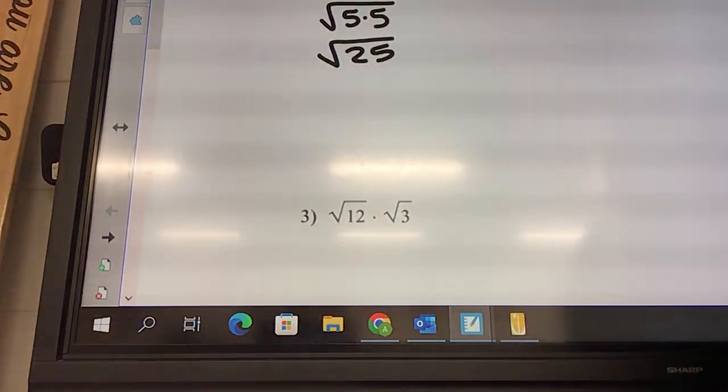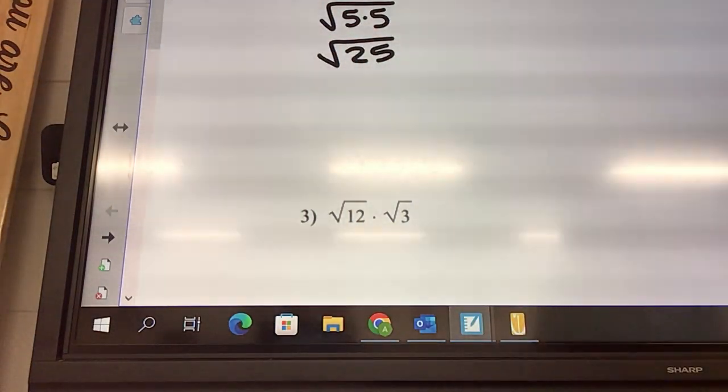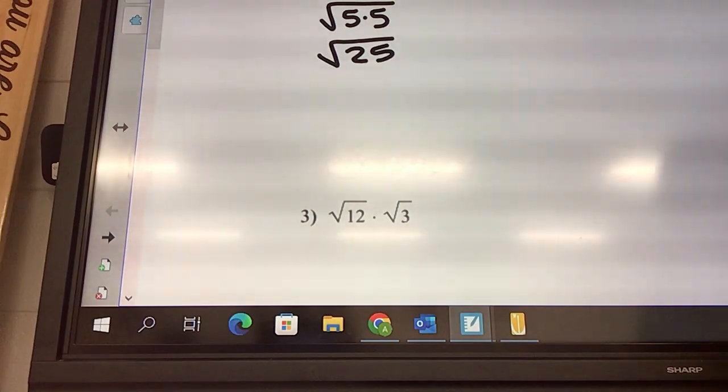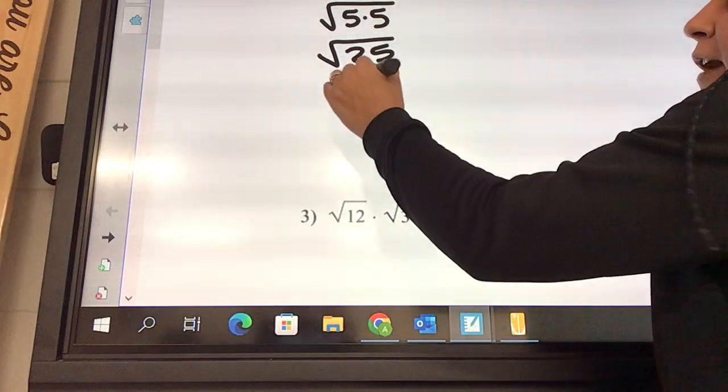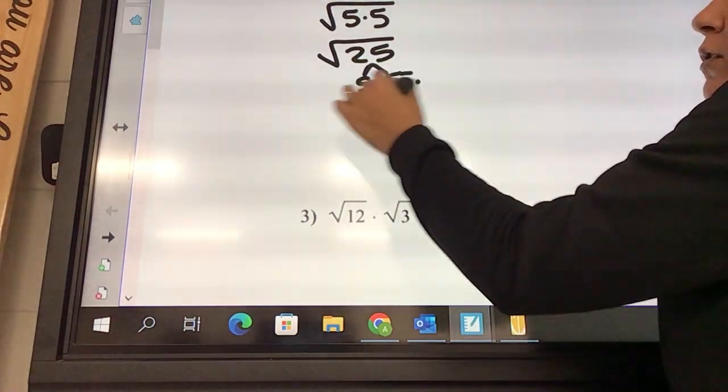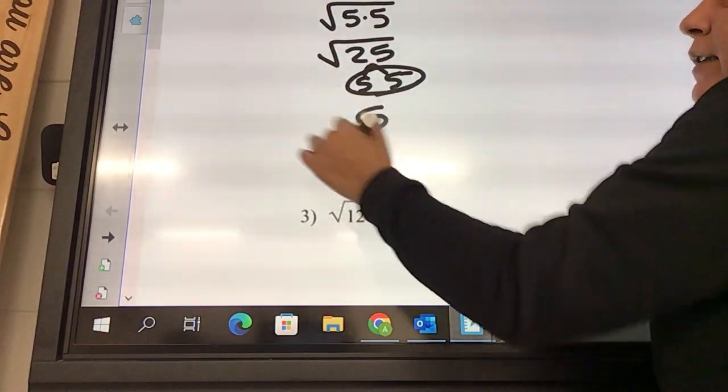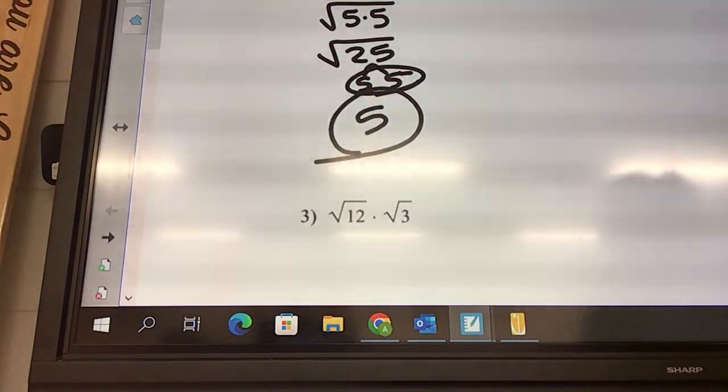25. You might know this off the top of your head, but the square root of 25 is what? 5. If you don't, you can say 25, and some factors are 5 and 5. So we can circle those and they go outside.